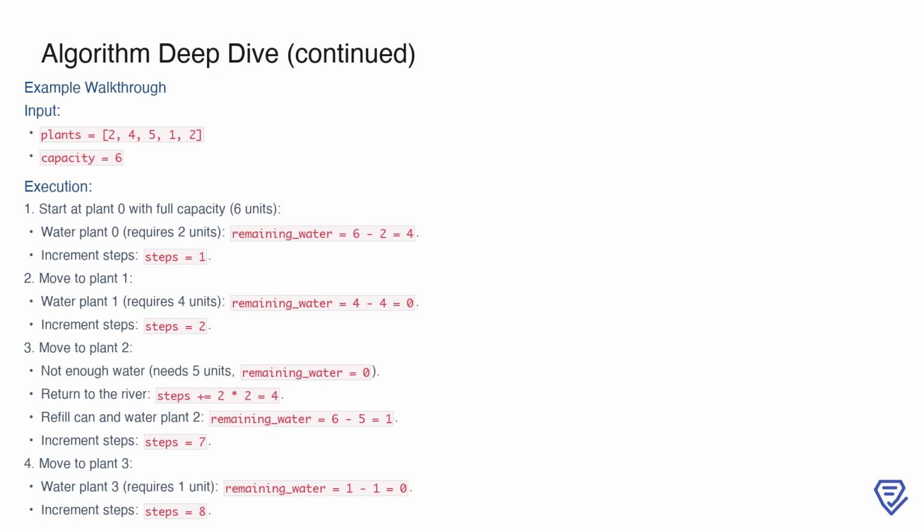At plant 2, which needs 5 units, we don't have enough water. We return to the river, adding 2*2 equals 4 steps, refill the can, and then water the plant. After this, remaining_water is 1, and steps has increased to 7. Finally, we move to plant 3, which requires 1 unit. We water it, reducing remaining_water to 0 and bringing steps to 8.